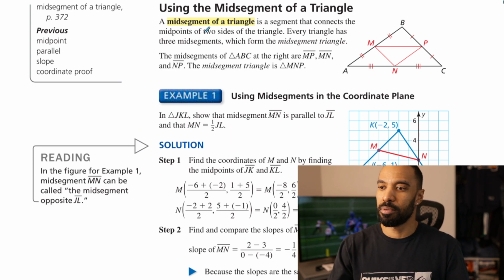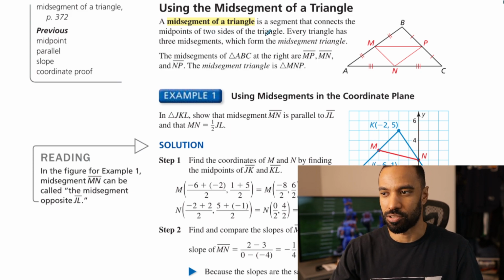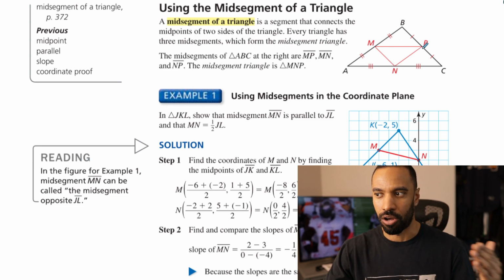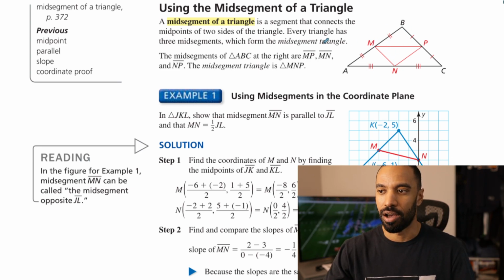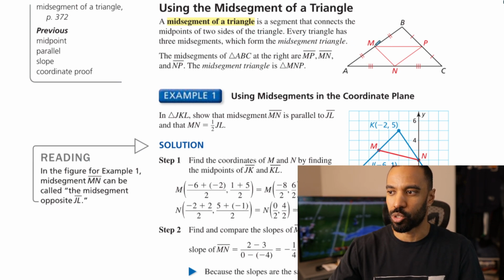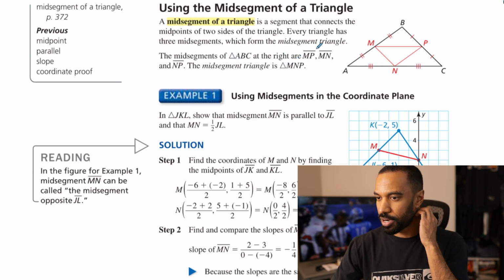Okay, the mid-segment of a triangle is a segment that connects the midpoints of two sides of the triangle. So we got a mid-segment here, MP, and PN, and NM, because M, P, and N are all midpoints of the sides of the triangle. Every triangle has three mid-segments, which form the mid-segment triangle. So triangle MPN is called the mid-segment triangle.